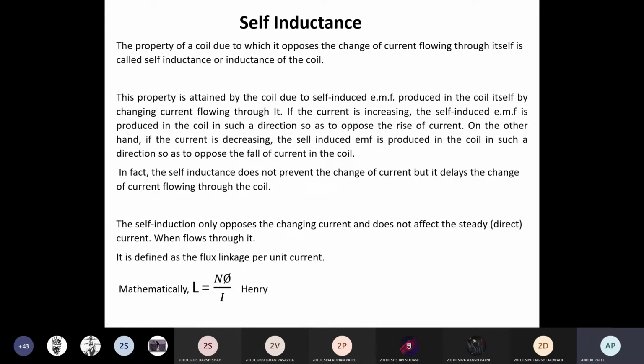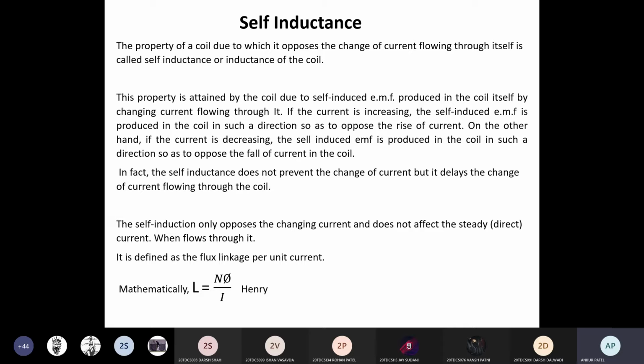Now we'll see self-inductance. Self-inductance means the property of a coil due to which it opposes the change of current flowing through itself. It is called self-inductance or inductance of the coil. As we know, by the nature of inductance, it stores energy in the form of current. It is a passive element.